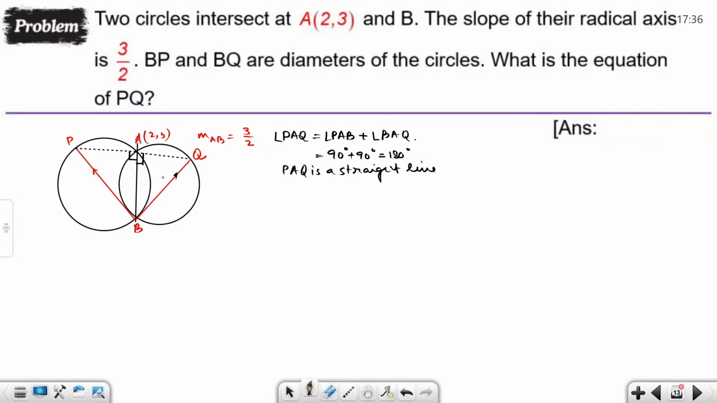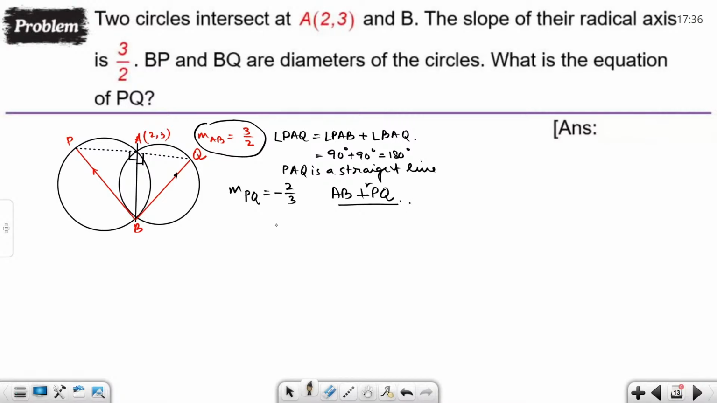Okay, now the slope of AB, they have given it is 3 by 2. Therefore, the slope of PQ will be minus 2 over 3. Why? Because AB and PQ are perpendicular to each other.